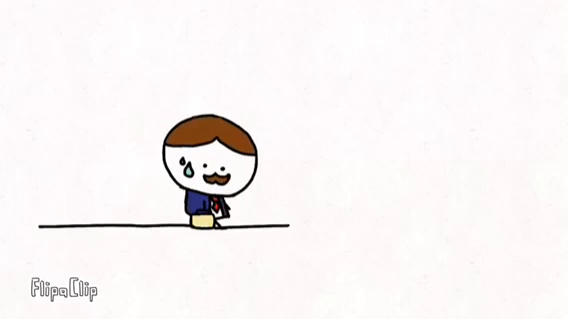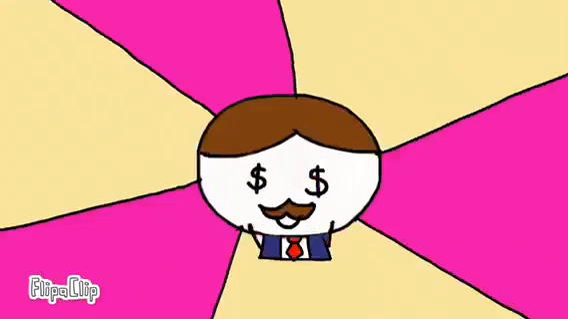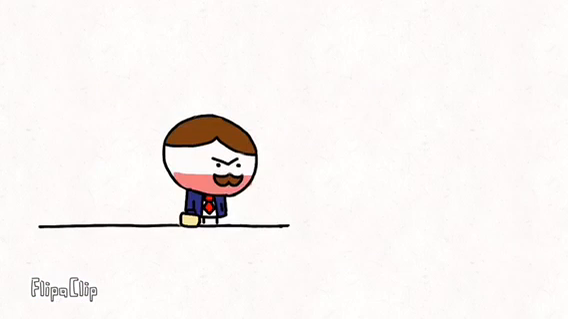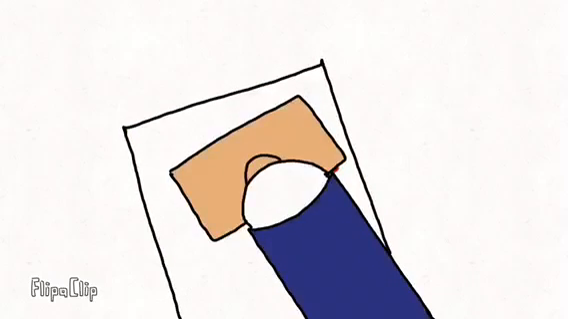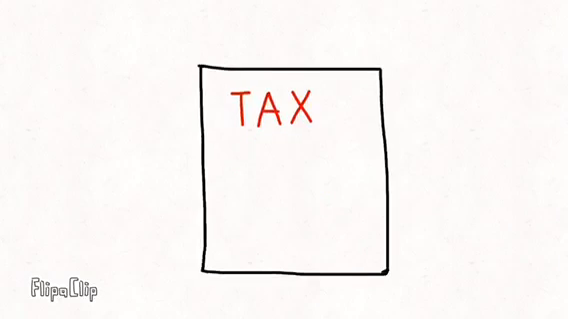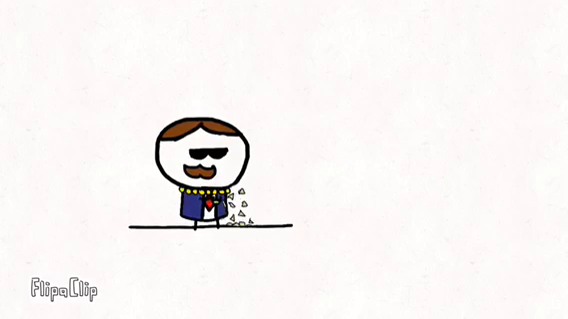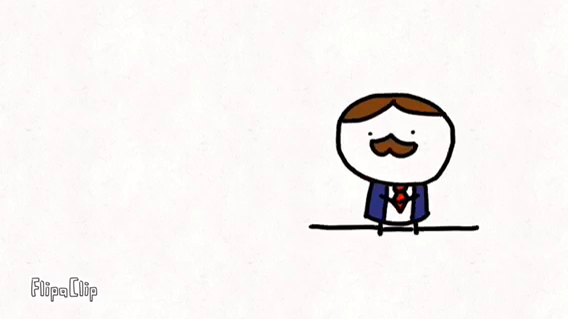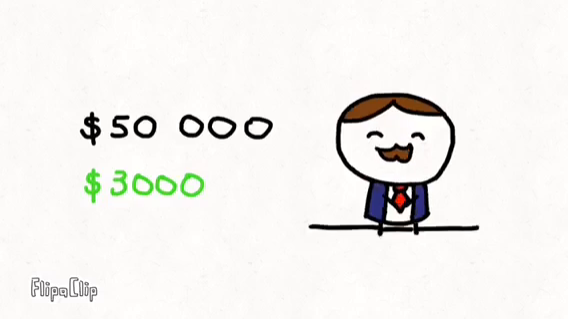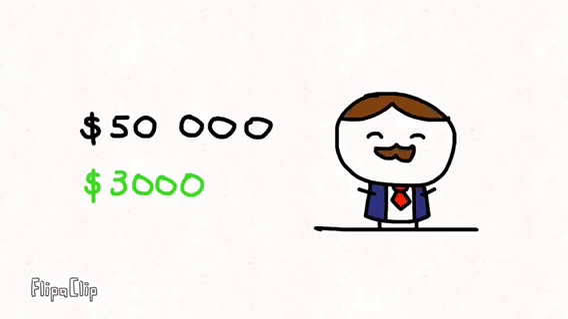After a long month of hard work, Jeff looks forward to his salary. But of course, there is nothing more Jeff hates than taxes. Taxes are calculated based on percentages and rates. This depends on how much you earn a year. Jeff earns an annual salary of $50,000 and claims a $3,000 allowance.